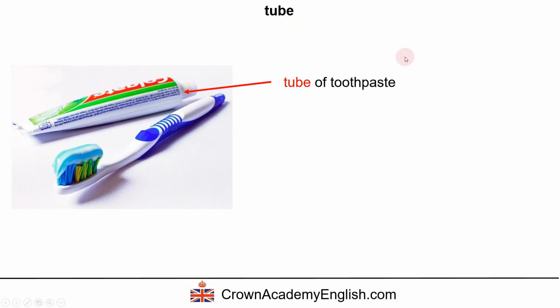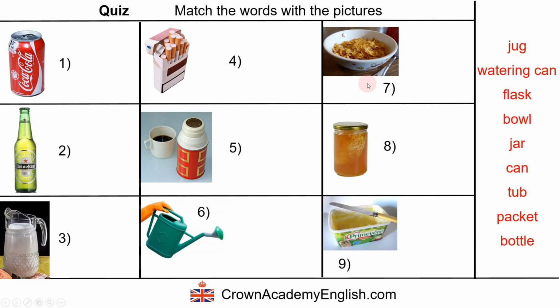A tube. Okay, so are you ready for the quiz? I'm going to give you 9 questions. Okay, so here are 9 photographs. 1, 2, 3, 4, 5, 6, 7, 8, 9. They all have a number next to them. And here are 9 words. So the quiz, I want you to match the words with the pictures. Okay, so I want you to put all of these words next to the correct photograph.